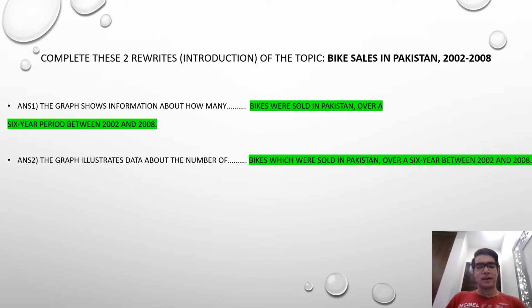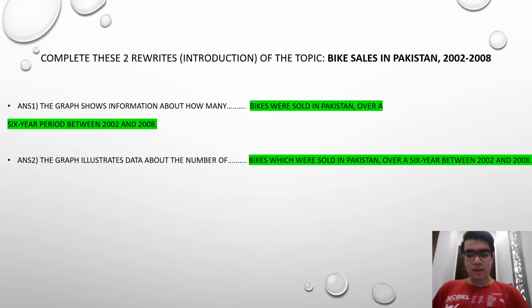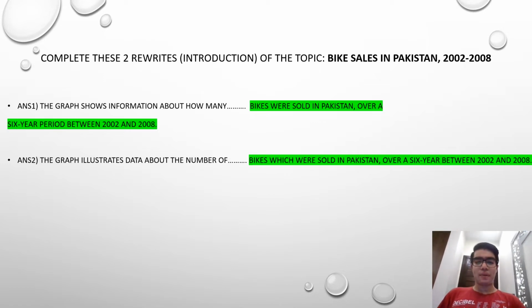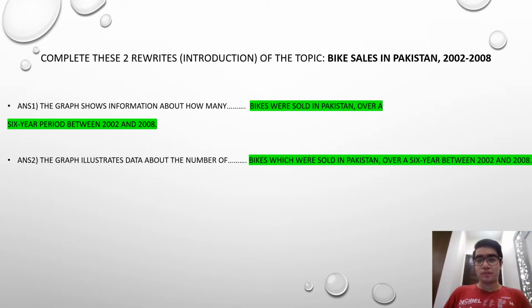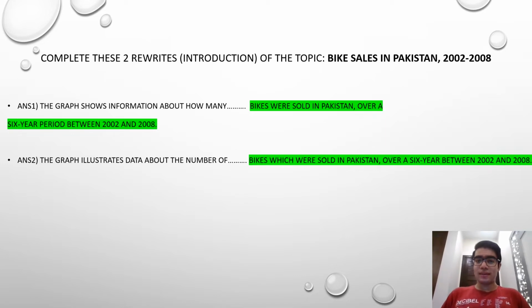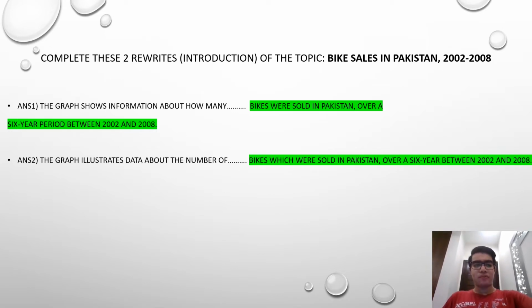Okay. The second format would be: the graph illustrates data about the number of bikes. Did you notice that when I say the graph shows information, which is the first format, I use how many or how much? But when I use the second format, which is illustrates data, I either say the amount of or the number of. Okay, so it's like that. So the second format will be: the graph illustrates data about the number of bikes which were sold in Pakistan over a 6-year period between 2002 and 2008.